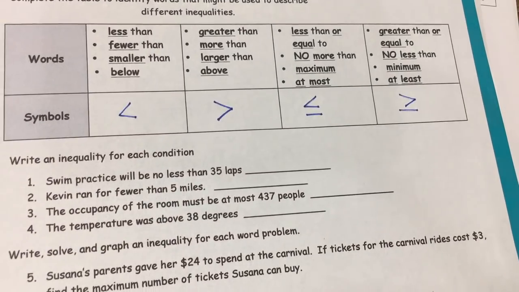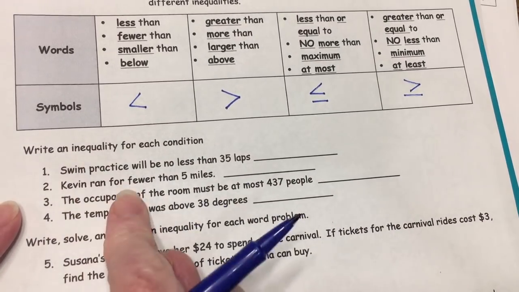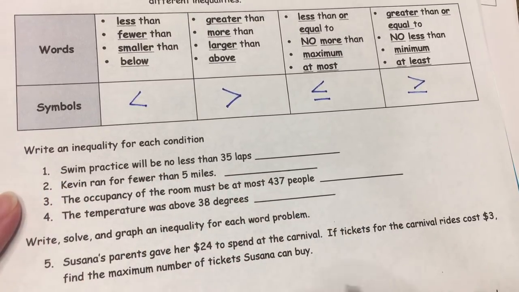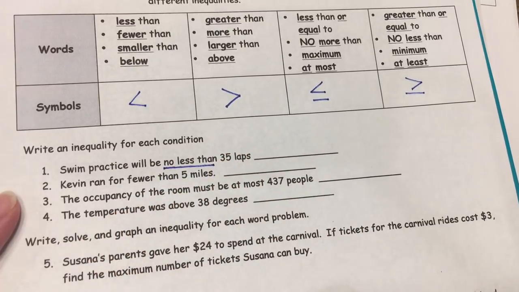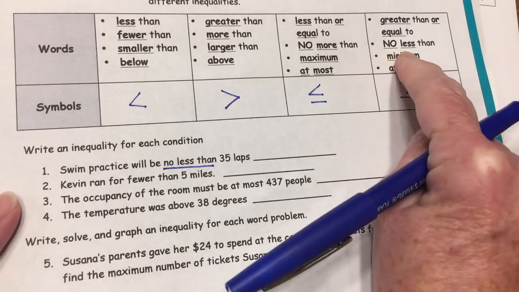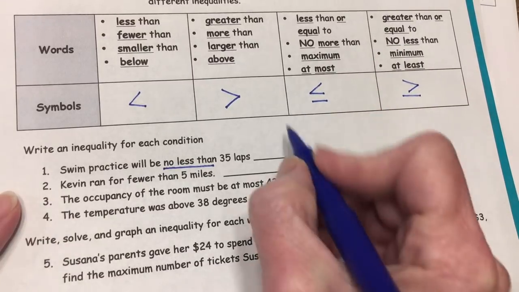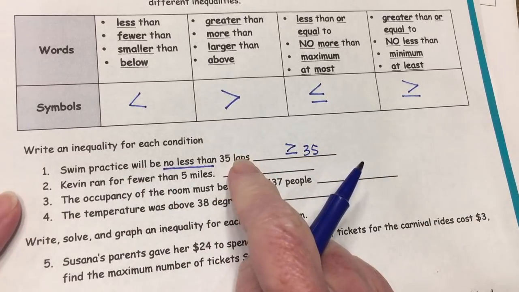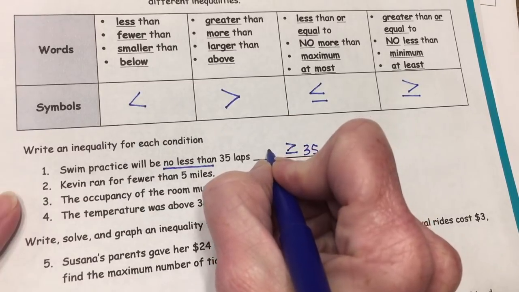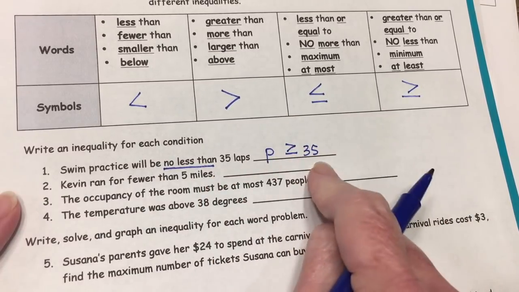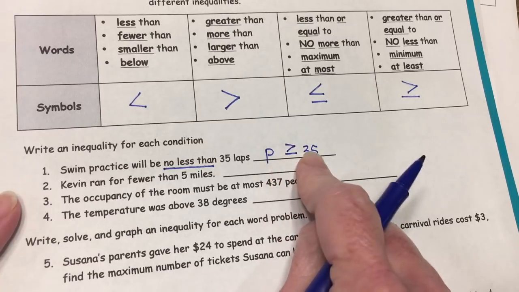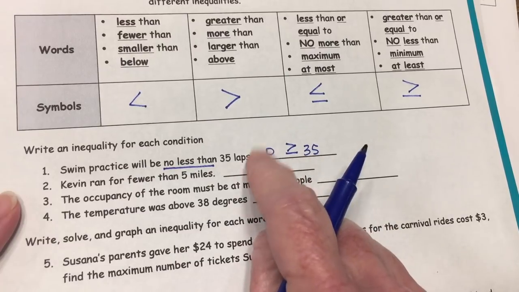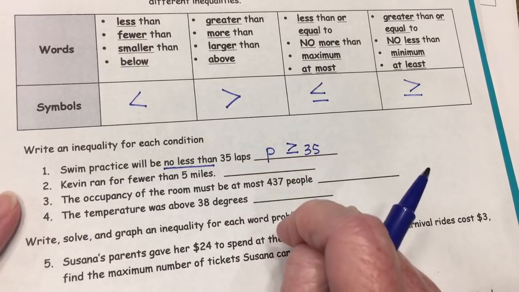All right, so we're just going to be writing in this first part the inequality for each of these conditions here. The first one says swim practice will be no less than 35 laps. So here you have the phrase no less than, and if I look back up at my chart, I can see that no less than is going to use this symbol here, greater than or equal to. So it's greater than or equal to 35. And then what is it greater than or equal to? Well, it's practice, right? So this swim practice, so I can use P, it's going to be greater than or equal to 35 laps. So that means the minimum, they're going to swim at least 35 laps, but they might swim more, right? So this could be 36, 37, but it's not going to be 34.